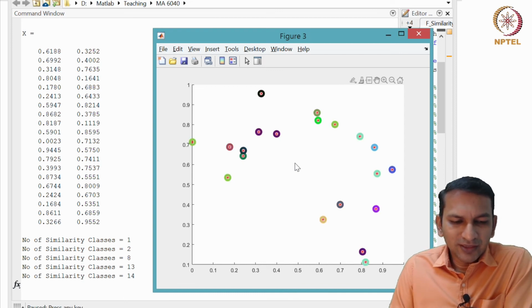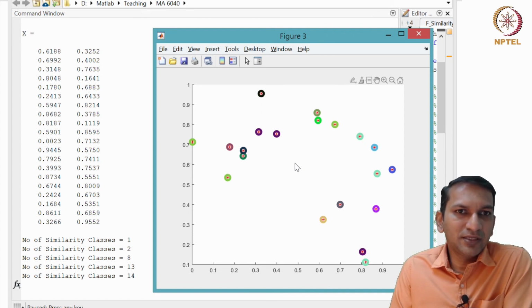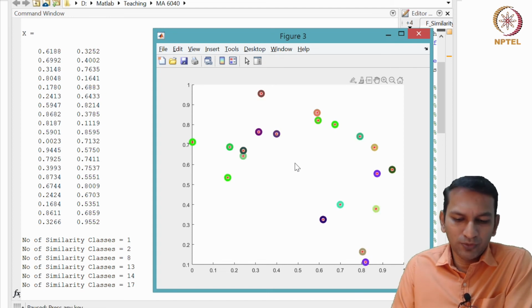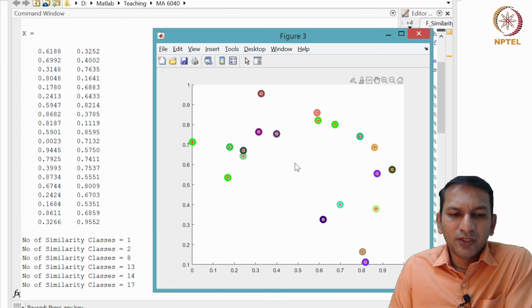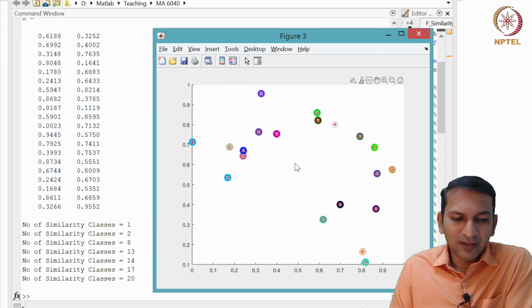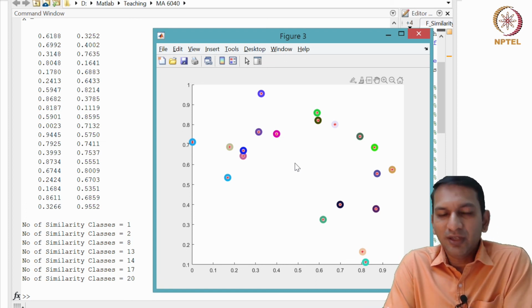Now, we see that slowly at different resolutions, as you increase the alpha, that is, increase the threshold of acceptance to be similar, we get finer and finer groupings. It means we get more groupings, and obviously fewer objects in each of those groups. So this is one way of doing clustering. It also goes under the name of relational clustering.